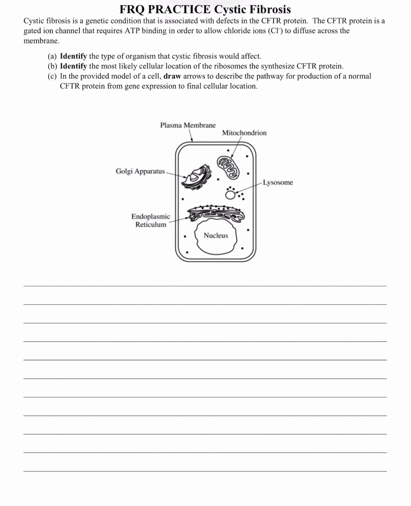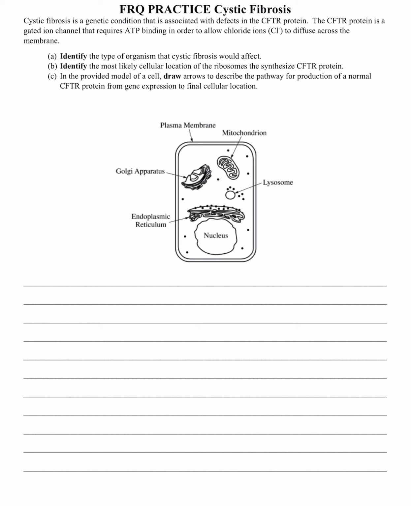So the prompt says that cystic fibrosis is a genetic condition that is associated with deficits in the CFTR protein. The CFTR protein is a gated ion channel that requires ATP binding in order to allow the chloride ions to diffuse across the membrane. Now, they also include a diagram for reference of a cell and some of the organelles labeled inside of it.